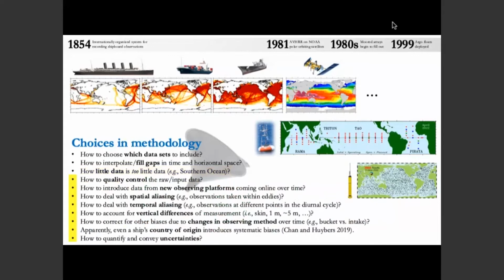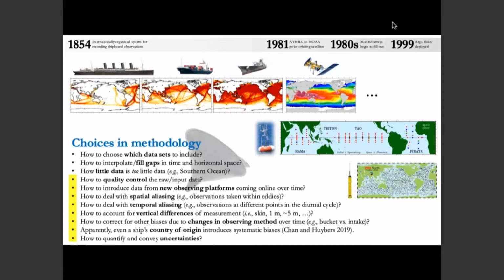So here's a bunch of other issues. I'm not going to go through them line by line, but, for example: how do you deal with QC? How do you account for the fact that some of these observing systems change over time, with new ones coming online at different times in the period? How do you deal with spatial and temporal aliasing? Some of these platforms measure temperature at different depths in the water: satellites measure roughly the skin, you've got tow moorings that have a thermometer at 1 meter depth, and then Argo usually takes anything within the top 5 meters. So these are all different potential biases that need to be corrected for.